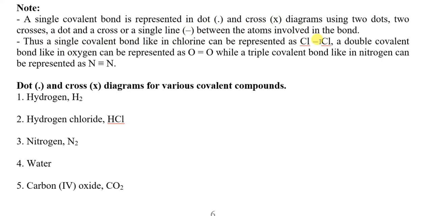A dot and a cross, or a single line between two atoms involved in the bond, means a single covalent bond. Thus, a single covalent bond like in chlorine can be represented as chlorine dash chlorine. The single dash you are seeing here, which I have highlighted with red, is a single covalent bond, 2 electrons. A double covalent bond like in oxygen is represented by 2 dashes, and it represents 4 electrons, 2 and 2. A triple covalent bond like in nitrogen is represented as that. I am sure when we draw these things, you will understand even better because I'm going to draw them.